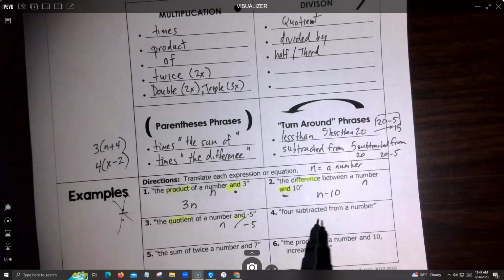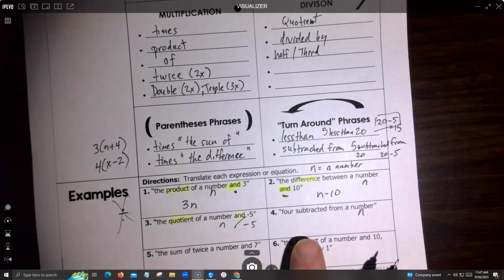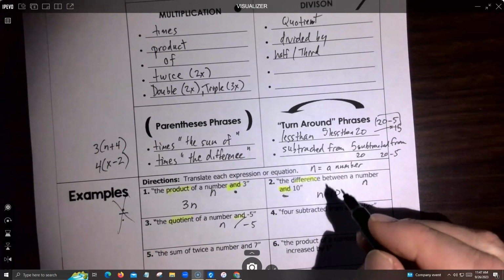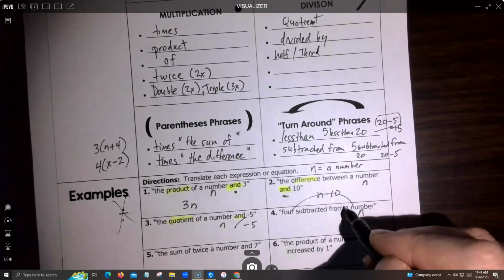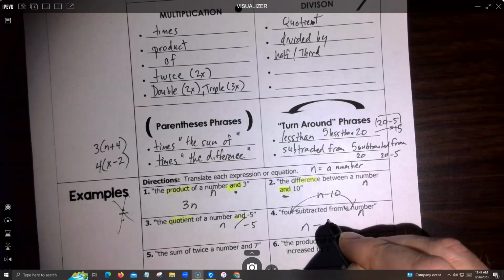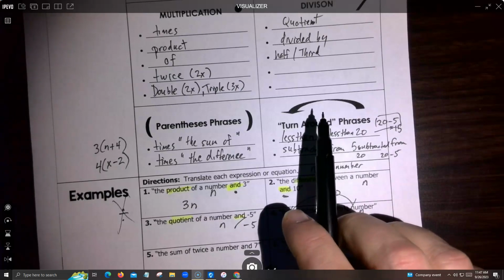Okay, 4 subtracted from a number. So this is one of those turnaround phrases. 4 subtracted from a number. And if you get stuck, remember that you think of money. 4 subtracted from $20 is 20 minus 4. So these are the reverse. So you do n minus 4. These are reverse ones. Turnaround phrases is what I was writing here.